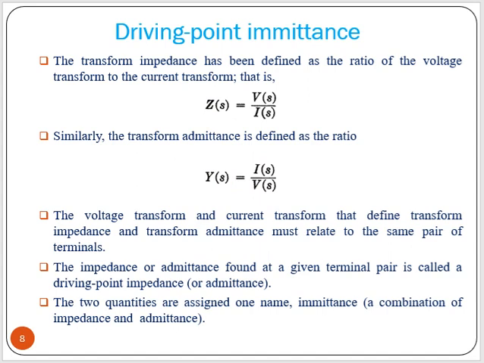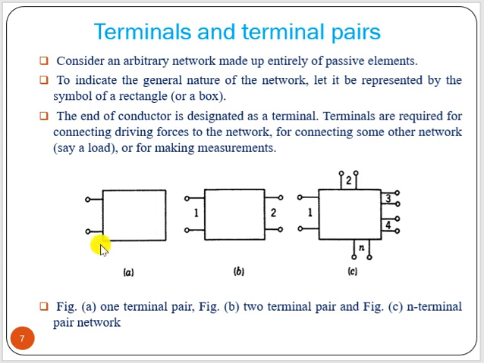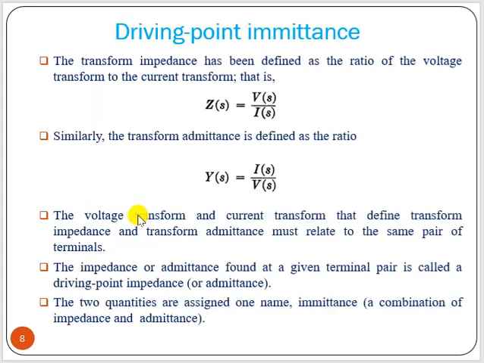Now the voltage transform and current transform that define transform impedance and transform admittance must relate to the same pair of terminals. Okay, that means say if you connect here a voltage source, and if you see here the current, then looking at this point, V by I is the impedance and I by V is the admittance. So, the same pair of terminals.